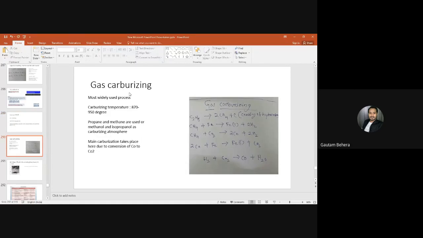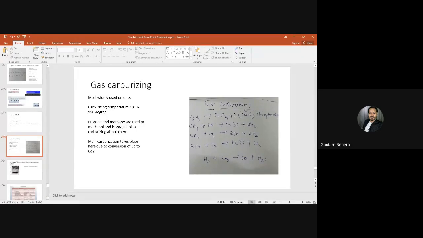So gas carburizing. This is the most widely used process. As I told, it is a very fast process compared to liquid and solid. So this is the most widely used process. And second, if you look into the temperature of carburizing, it is 870 to 950, like liquid carburizing temperature.